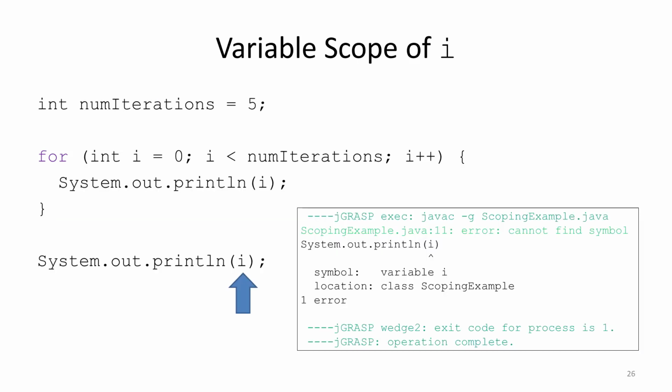If you try to do something like this, if you try to print or use that variable i after the closing curly bracket of the for, you will get this error, cannot find symbol, and Java will point to that variable i after the for loop. So Java is telling you it doesn't know what this i is. It doesn't exist where you're trying to use it. So your program will no longer compile if you try to use a variable outside of its scope.